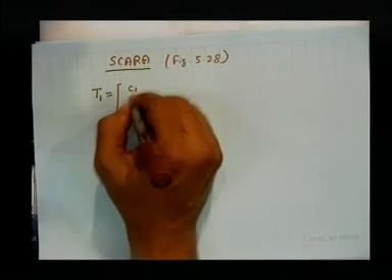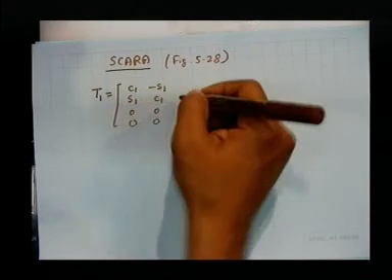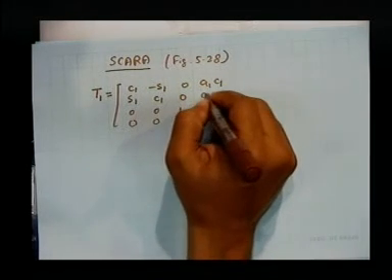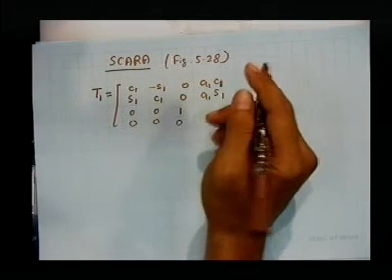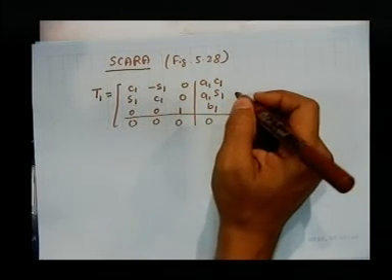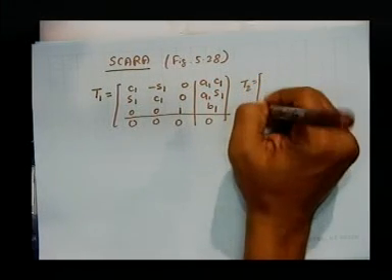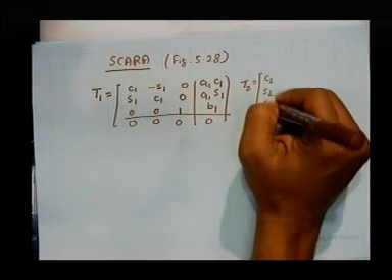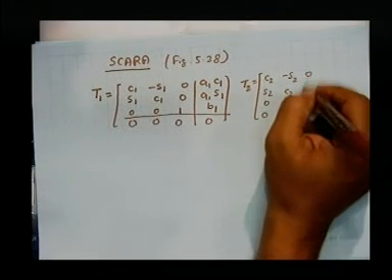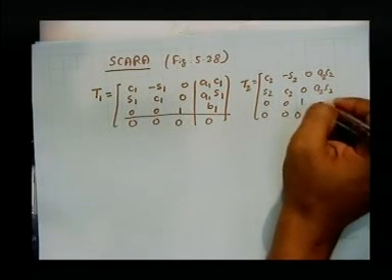which is cos θ1, sin θ1, 0, 0; minus sin θ1, cos θ1, 0, 0; 0, 0, 1, 0; A1 cos θ1, A1 sin θ1, B1, 1. B1 here is a constant parameter, because the first revolute joint has theta 1 as a variable joint. Then the second one is cos θ2, sin θ2, 0, 0; minus sin θ2, cos θ2, 0, 0; 0, 0, 1, 0; A2 cos θ2, A2 sin θ2, B2, 1.